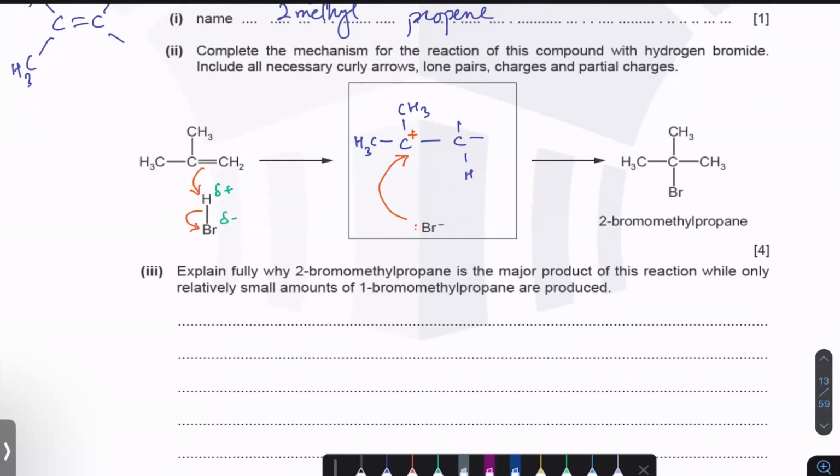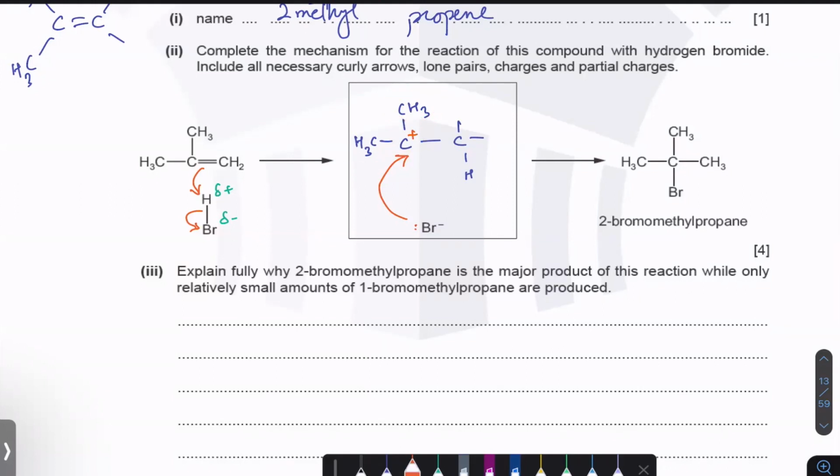Explain fully why 2-bromomethyl propane is the major product while only relatively small amounts of 1-bromomethyl propane are produced. The real question is asking why the carbocation forms here and not there. And for that we have to talk about the stability of carbocation, which comes from the inductive effect of the alkyl groups attached.